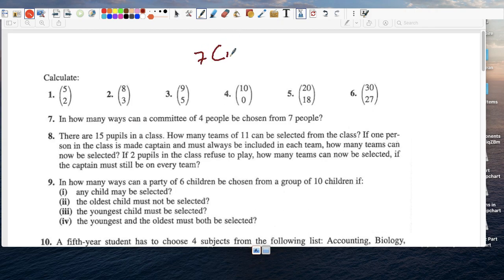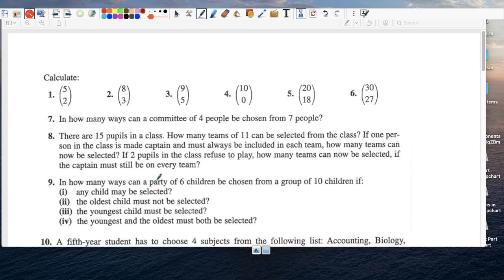Okay, so here we have 7, 6, 5, 4, and then 4 times 3 times 2 times 1. Simplify 3 and 2, take away the 6, we get 35 different ways to select. Okay.